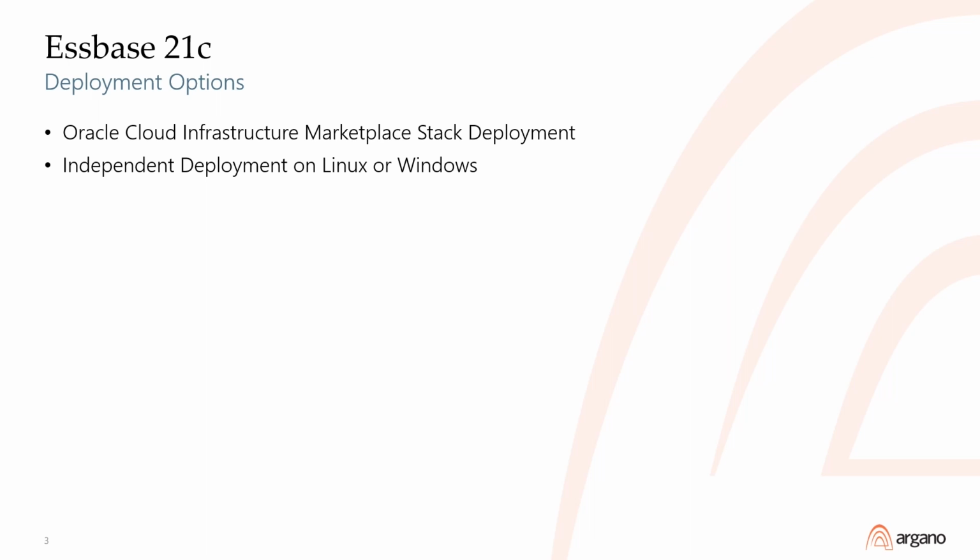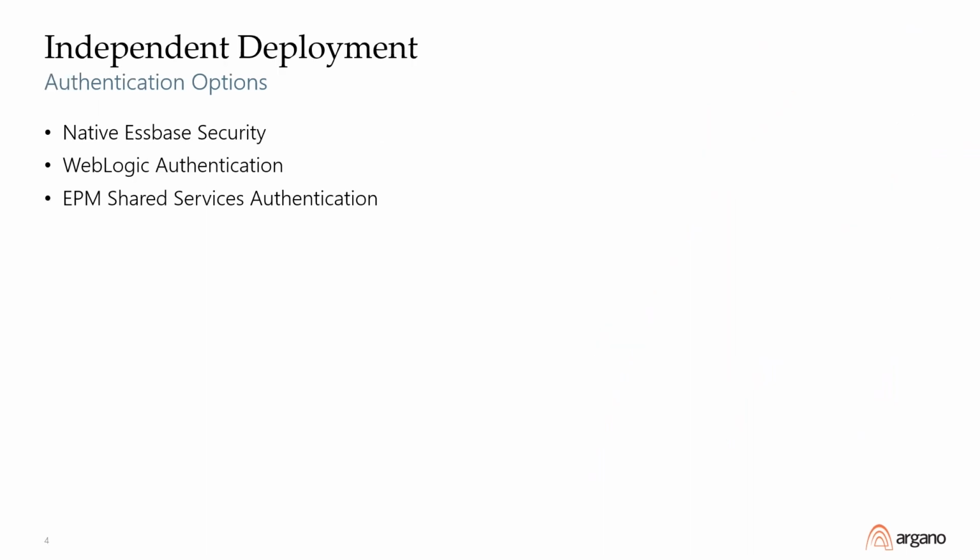The Linux or Windows server for independent deployment can be physical or virtual machine, including virtual machines hosted on cloud compute platforms. The remainder of this presentation will focus on authentication options for independent deployment of Essbase 21c, specifically the options and constraints of Essbase version 21.3 and EPM version 11.2.7 that were released in Q4 of 2021. There are three authentication options for 21c independent deployment: native Essbase security, WebLogic authentication, and EPM shared services authentication.